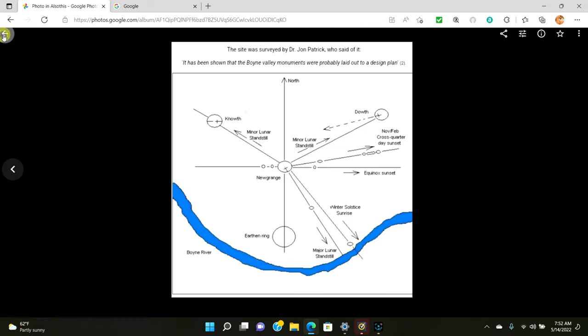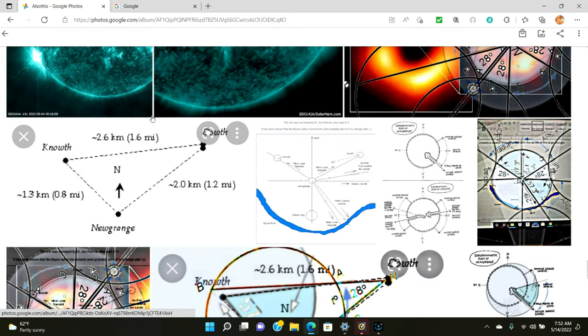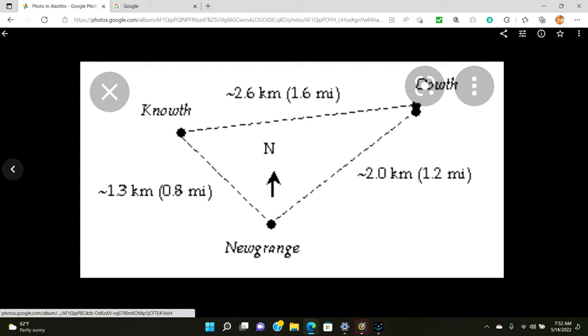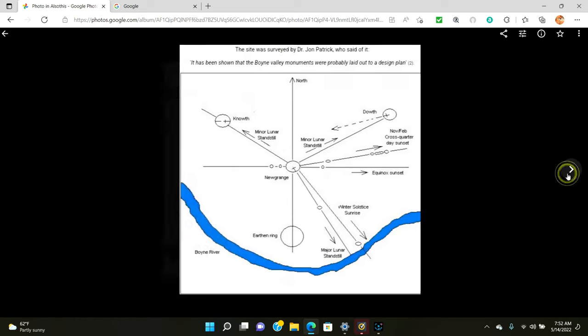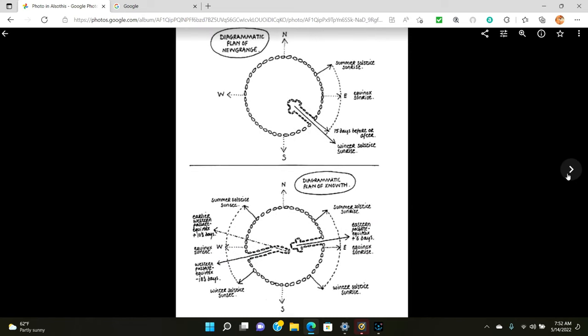And I've been trying to show you for years, but maybe we can just do a little proving of that right now. So here's how they're situated. Knowth, Newgrange, and Dowth, and they make this triangle, right? And here's a diagram. And so we see where the summer solstice is, where the equinox sunrise is, and then the winter solstice. And this is Newgrange. Newgrange has one entrance here. Now here's a diagram of Knowth. Knowth has two. One faces Newgrange and one faces Dowth.